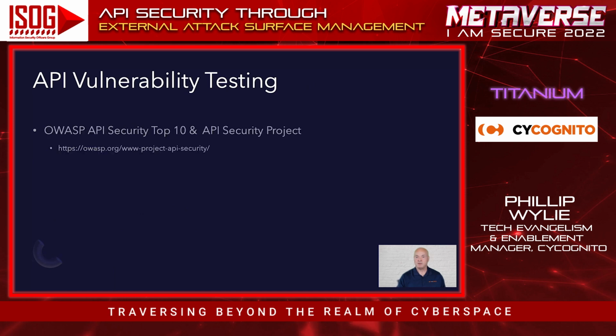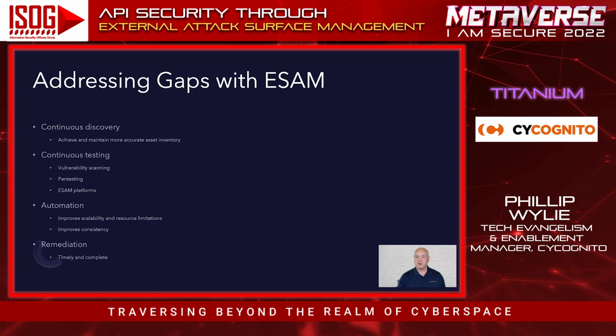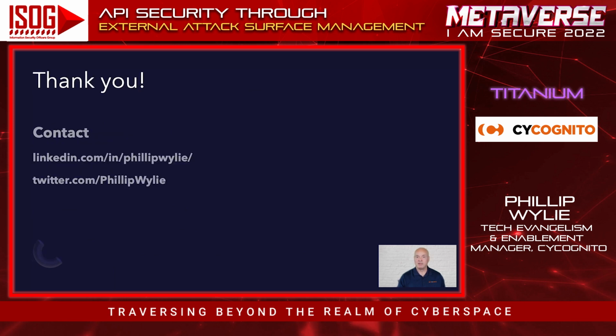So the OWASP Top 10 also has the API Security Top 10. So this is a good resource. And then addressing the gaps in EASM: continuous discovery, continuous testing, so vulnerability scanning, pen testing, and EASM platforms. Automation improves scalability and resource limitations, improves consistency, and then remediation. Make sure you're doing timely and complete remediation. That's the only way to eliminate these exploitable vulnerabilities, is to make sure we remediate and take those seriously.